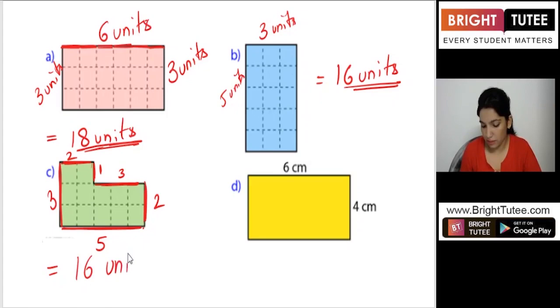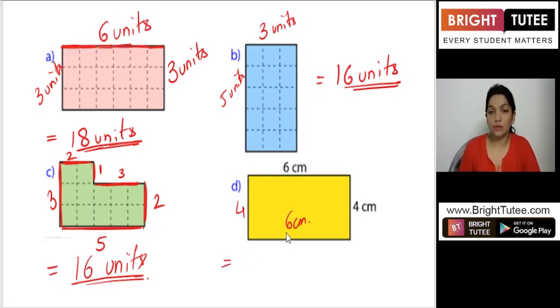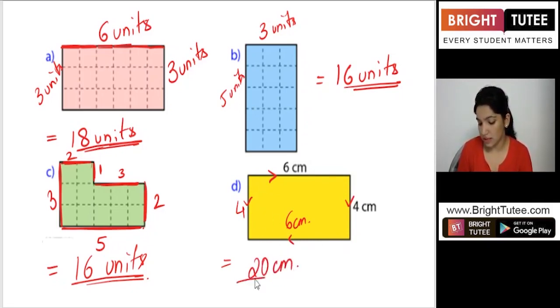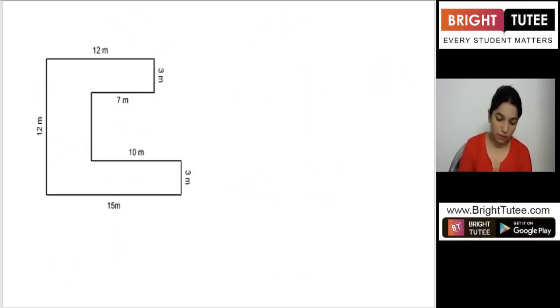It is 16 units. Clear? Now the last one, D part, it's simple. We have calculated such questions already. So if this is 4 centimeters, this is 4 centimeters. If this is 6, this is also 6 centimeters, right? So 6 added to 6, we are just going around the boundary and adding all these numbers. So 6 added to 4 is 10, added to 6, 16, added to 4 is 20. So the answer is 20 centimeters. Clear? Moving ahead to the next shape here.